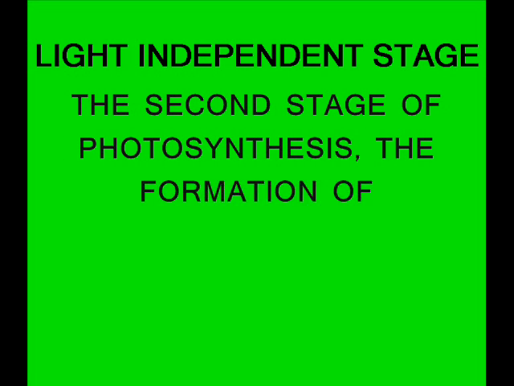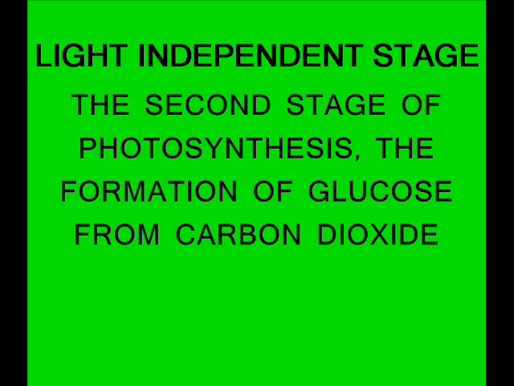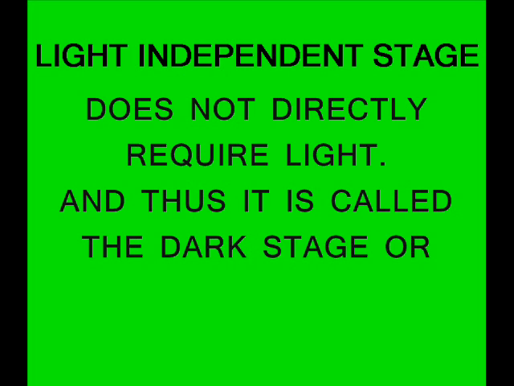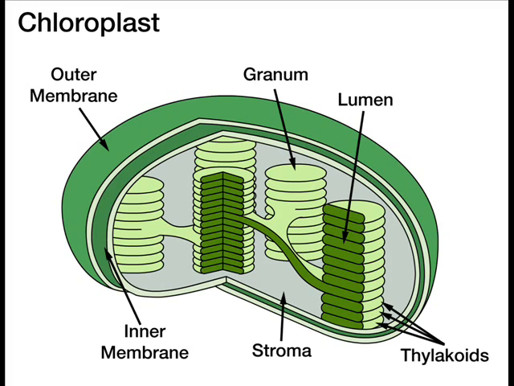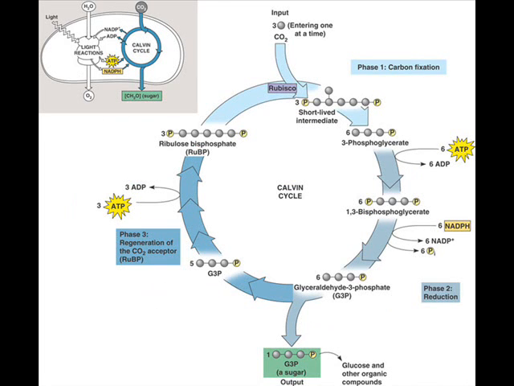The light-independent stage. The second stage of photosynthesis, formation of glucose from carbon dioxide, does not directly require light, and thus it is called the dark stage or light-independent reaction. Also known as the Calvin cycle, the second stage occurs in the stroma of the chloroplast. It consists of a cyclical series of reactions that assembles sugar molecules from carbon dioxide and energy-containing products of the light reactions with the aid of enzymes.